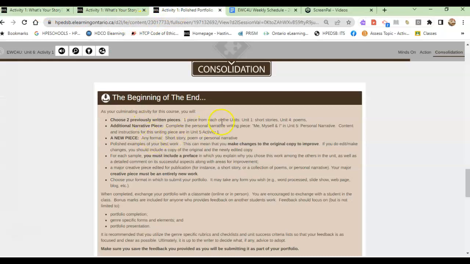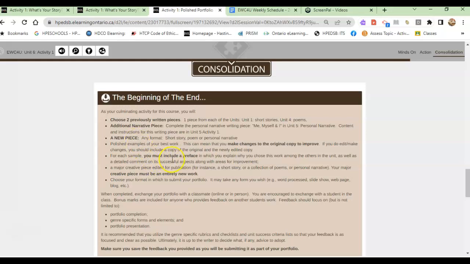So we are looking for one previously submitted story and poem, at minimum. You can include more. You are going to create your own personal narrative using the description from Unit 5, Activity 1. And in addition, something you've never submitted before: a new piece. So let's count that up. At minimum, 1, 2, 3, 4. You're going to include four written pieces in your portfolio that demonstrate your work.